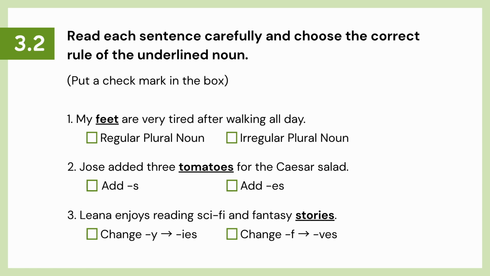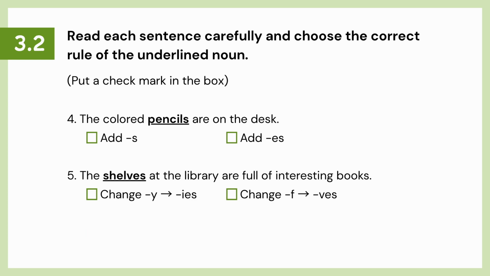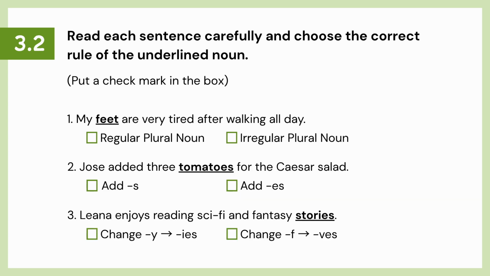Let's move on to exercise number 2. Read each sentence carefully and choose the correct rule of the underlined noun. We need to put a check mark in the box. If you want to do this by yourself, pause the video and answer carefully. If you want to do it together, I'll be reading the sentences out loud and let's answer together.